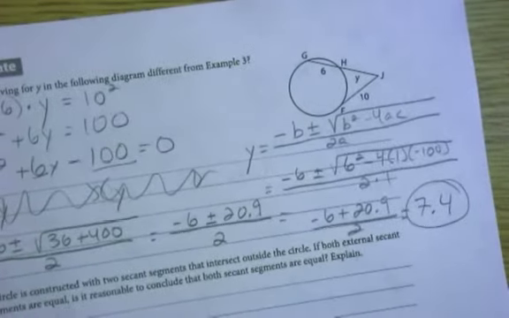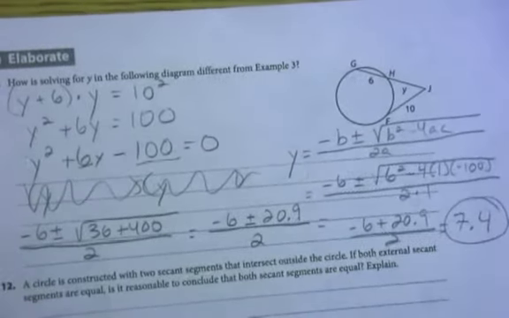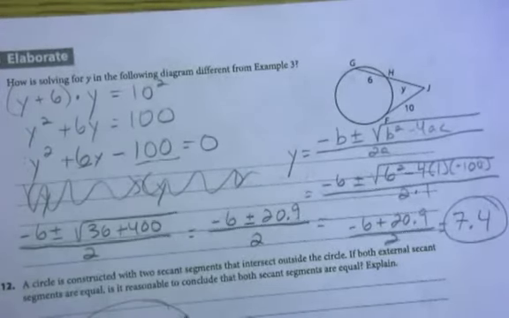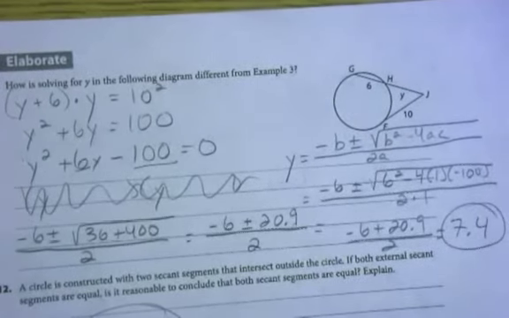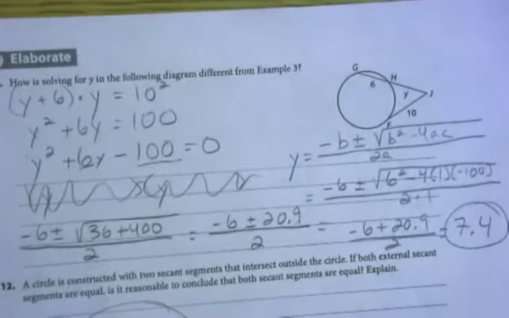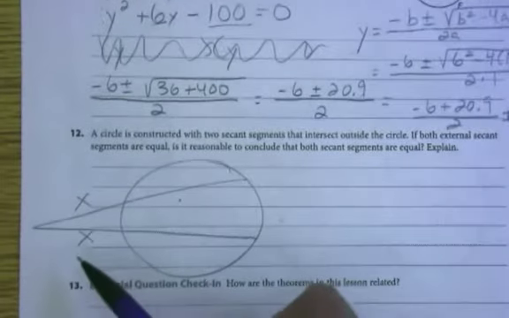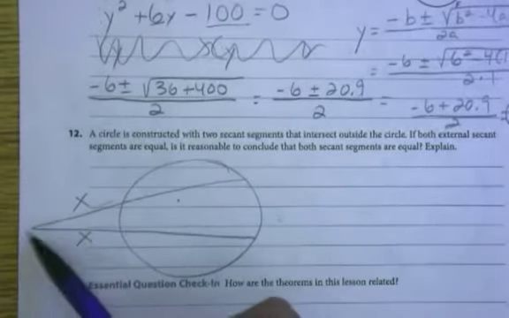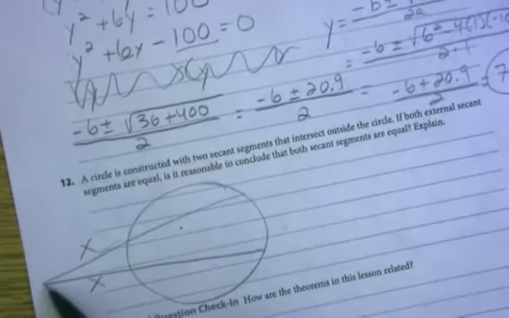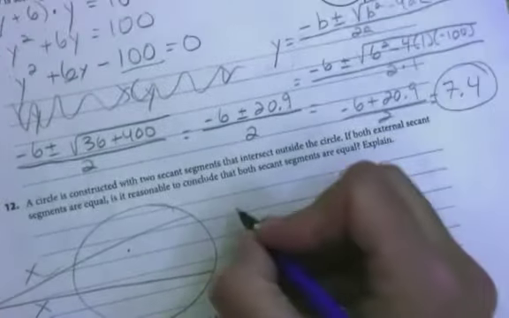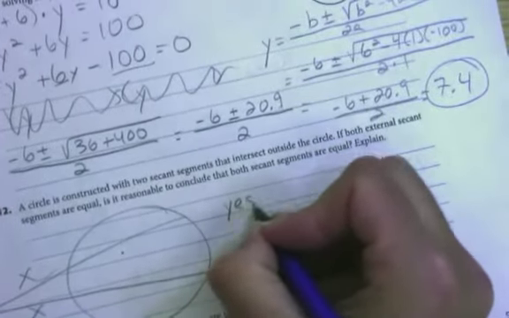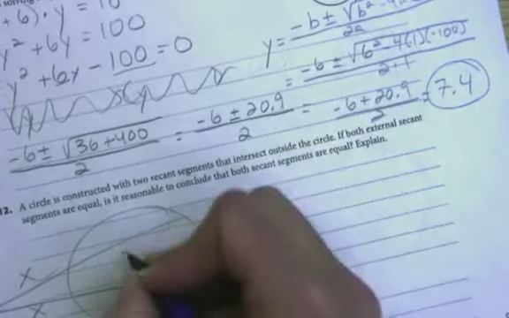In number 12, it says a circle is constructed with two secant segments that intersect outside the circle. So I'd have something that looks like this. If both external secant segments are equal, is it reasonable to conclude that both secant segments are equal? So if this equals this, and I know that this x times this whole thing has to equal this x times this whole thing, then yes, it is reasonable to conclude that.